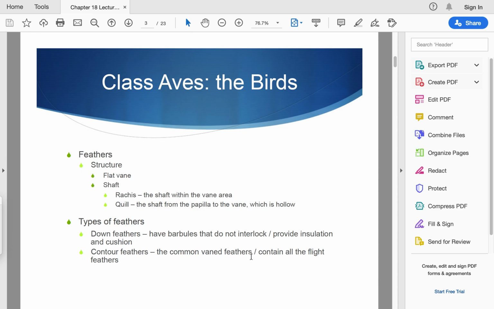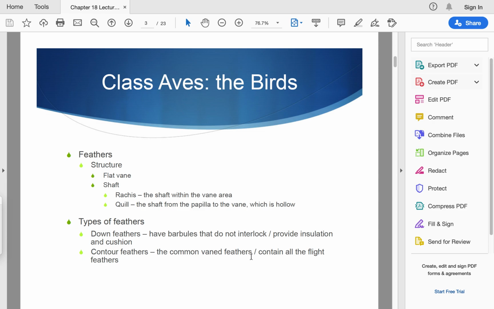Aves are the birds. And so if you see this, feathers, right? The feather structure is that it has a flat vein and it also has a shaft, right? And the rachis is the shaft within the vein area, whereas the quill is the shaft from the papilla to the vein, all right? Talking about the shaft, we're talking about the part that goes all the way through the feather, right? The flat vein, that is the part of the feather that is soft, okay?